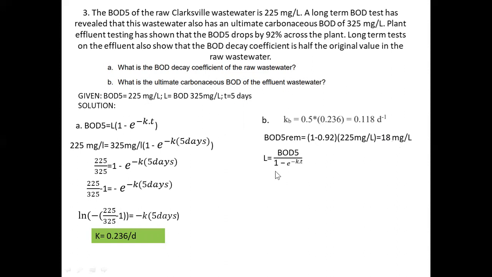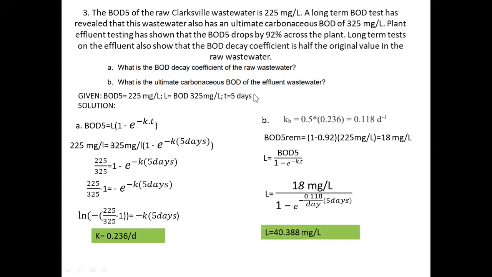Now, we're going to use this formula: L is equal to BOD5 over 1 minus e raised to negative kt. Plugging in the values gives us L is equal to 18 milligrams per liter, this is the amount remaining, over 1 minus e raised to negative our k, which is half from letter A, so negative 0.118 per day times 5 days. Okay, the unit day cancels out, which gives us our final answer for letter B: the ultimate BOD of the effluent wastewater is 40.388 milligrams per liter.